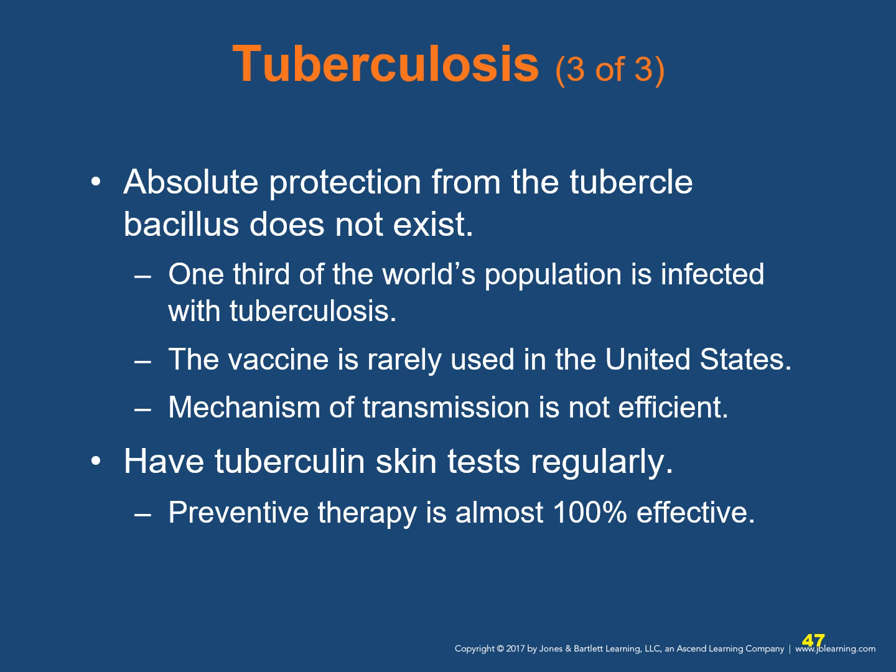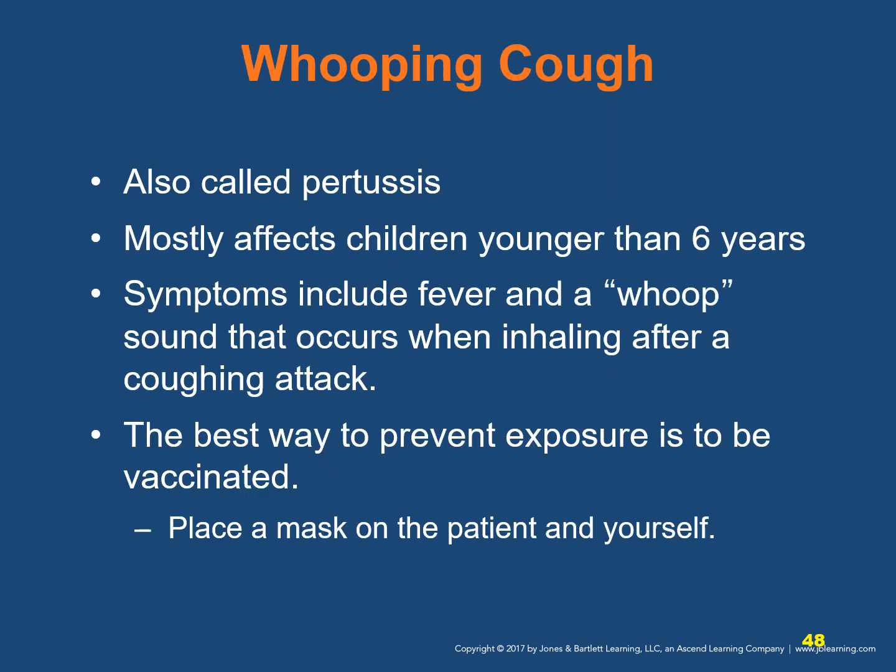Have tuberculin skin tests regularly. If the infection is found before you become ill, preventive therapy is almost 100% effective. Whooping cough, also called pertussis. Whooping cough is an airborne disease caused by bacteria that mostly affects children younger than 6 years. Symptoms include fever and a whoop sound that occurs when inhaling after a coughing attack. The best way to prevent exposure is to be vaccinated with the DPT or Tdap. You can also place a mask on the patient and yourself.